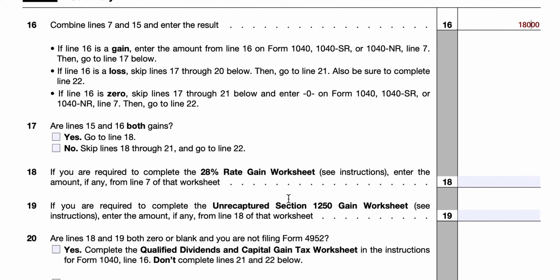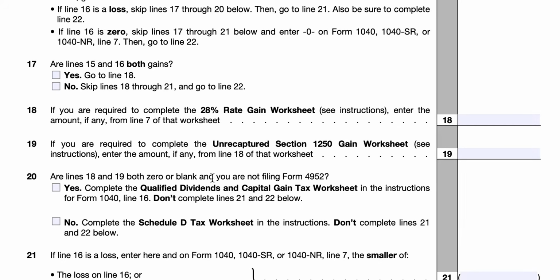And then you would enter that line 7 amount. It would go to line 19. Unrecaptured section 1250 gain really refers to real property that a taxpayer can depreciate over time, like a rental house, for example. If you decided to sell your Airbnb, you may need to recapture any depreciation and then pay the appropriate tax on that recapture. So then in line 20, you would answer whether or not both of these are blank.